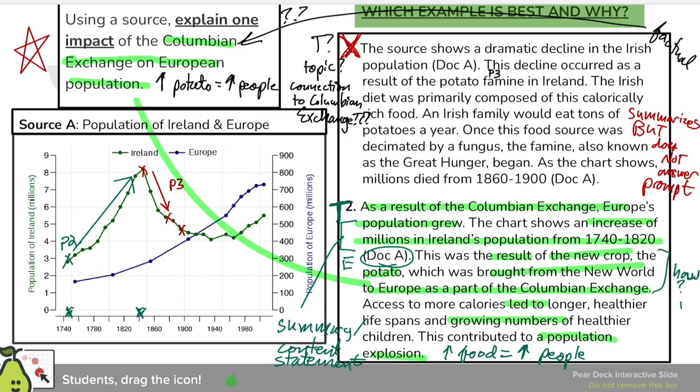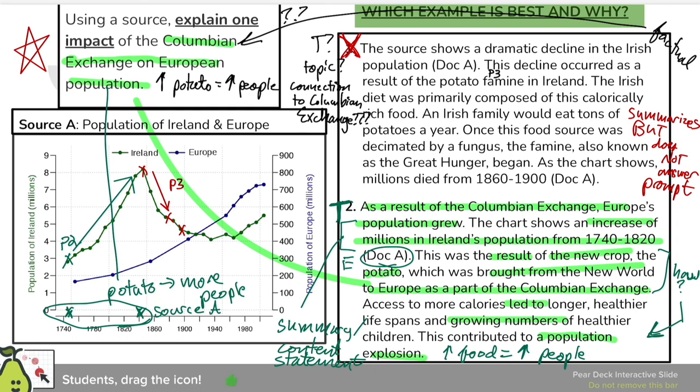Okay, so this actually answers the question. How did the Columbian Exchange impact European population? The Columbian Exchange brought the potato, which increased the European population. How do we know? Look at the chart. Look at the population of Europe. It goes up after the potato has been introduced.